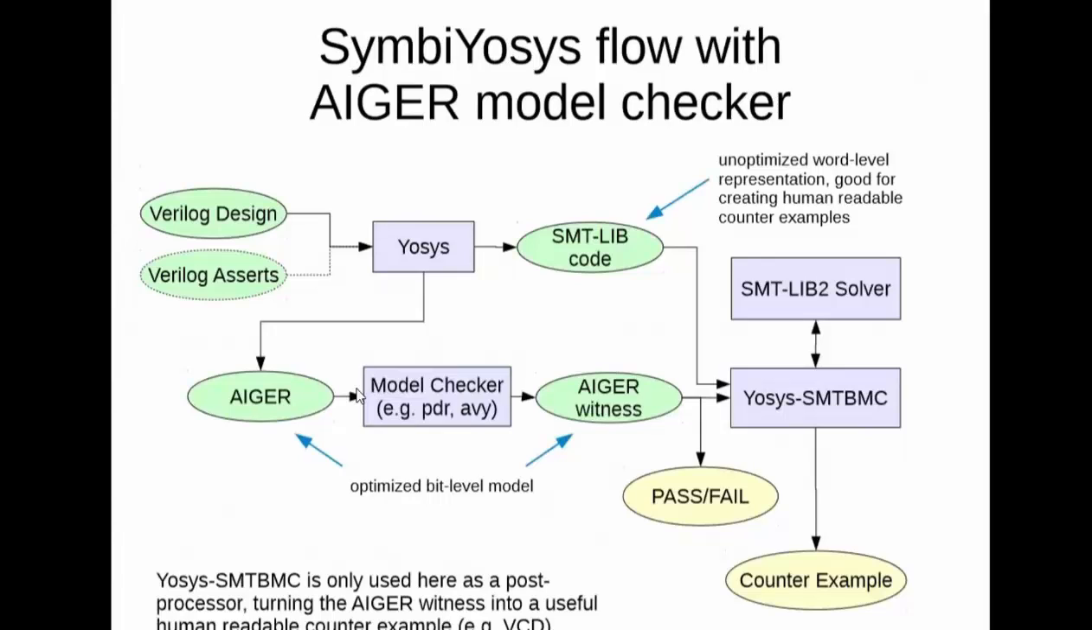And then I can rerun the same proof using an SMT solver and the same SMT-LIB code that I showed you before. And now it's a quite simple proof because I already have all the constraints from the AIGER witness. And I will very quickly get a pass-fail information from the SMT solver, and I can use this to generate counterexamples like before.